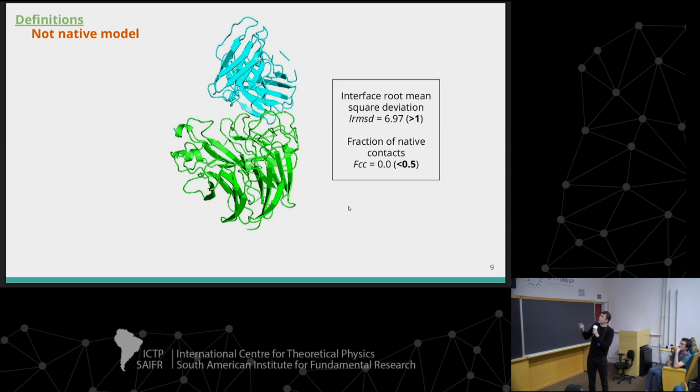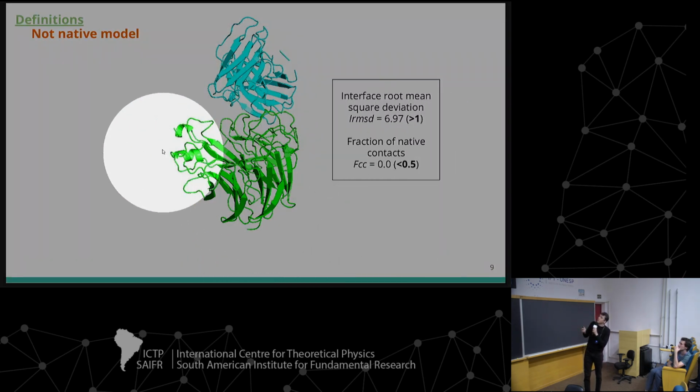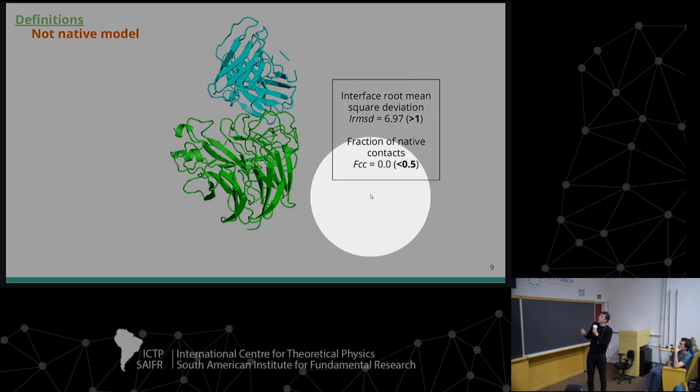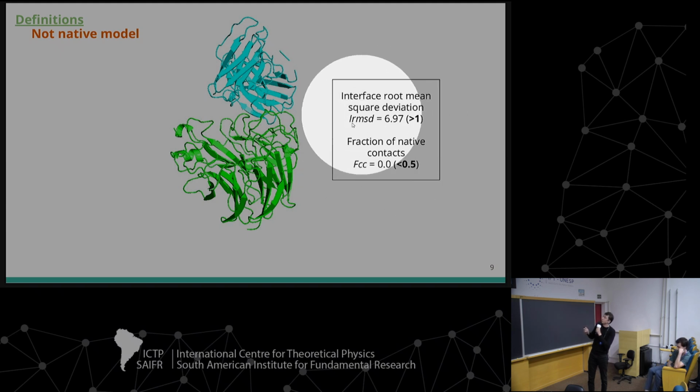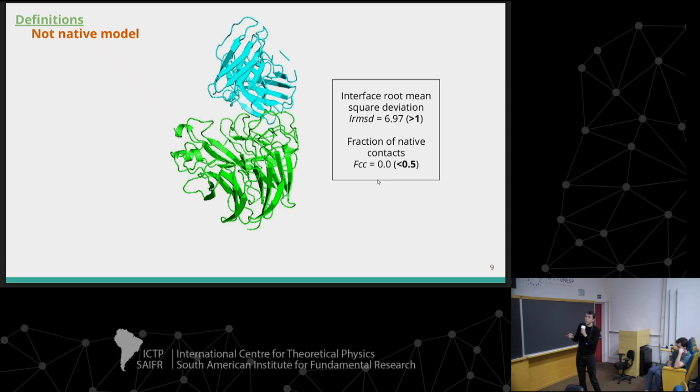And here is an example of a non-native model. So you can see visually that the conformation is off, and this is also highlighted by the criteria that we selected, where we have a higher IRMSD and 0 native contacts that remain. Okay, so that's what you don't want at the top selection. You don't want to select those models.